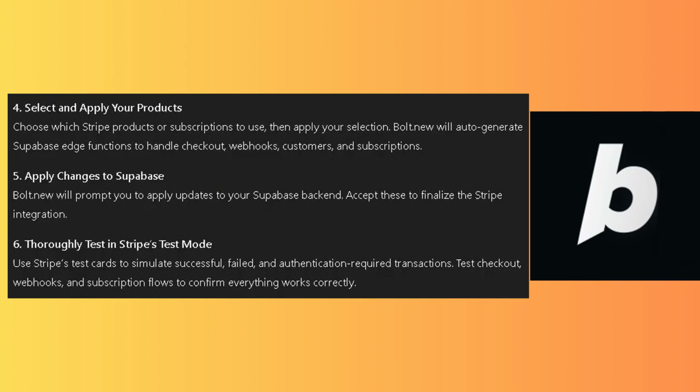Select and apply your product. Choose which Stripe product or subscription you want to use, then apply the selection. Bolt.new will automatically generate Supabase edge functions to handle checkouts, webhooks, customers, subscriptions and more.